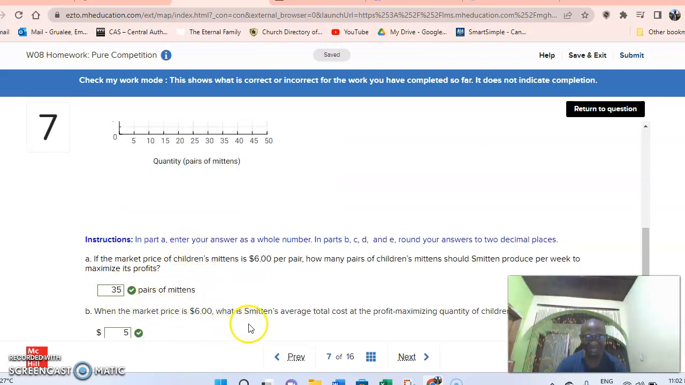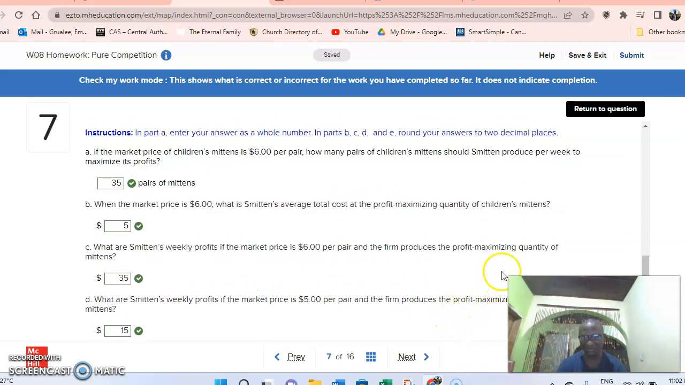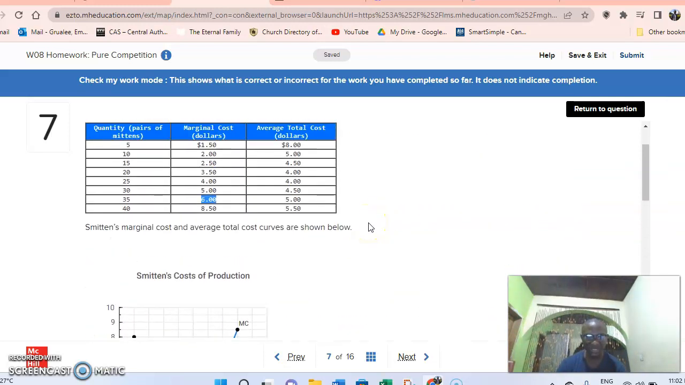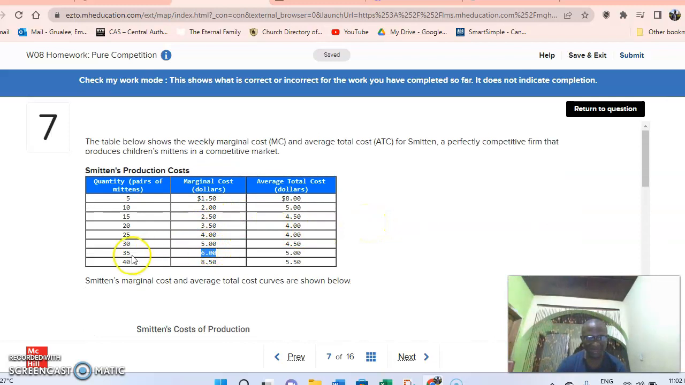So when the market price is $6, what is the profit maximizing quantity and the profit? If the price is $6, then 6 times 35 gives you what? Let's go quick. 6 times 35 will give you $210. So you'll be selling for $210. But you look at your production cost. Your production cost is your average total cost here. So you have $5. So $5 times 35, you have 175. 175 minus 210.